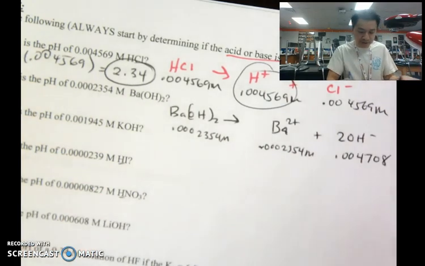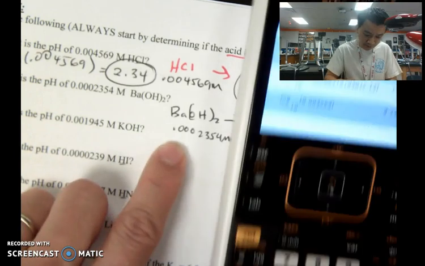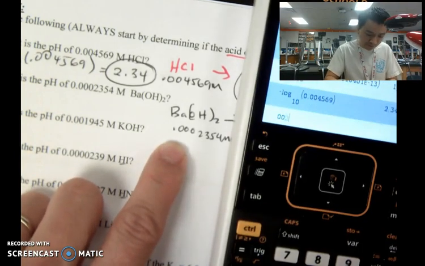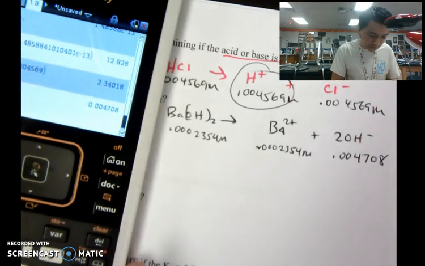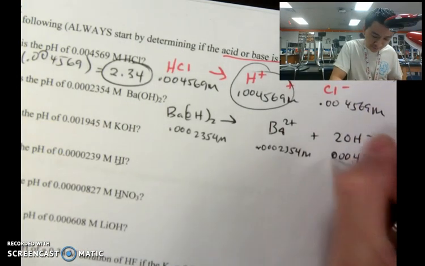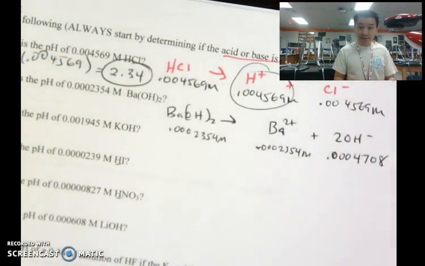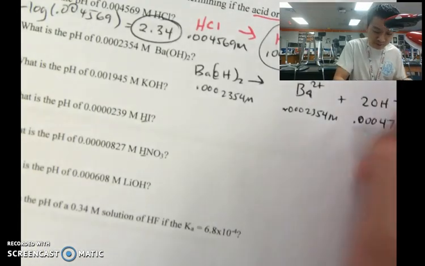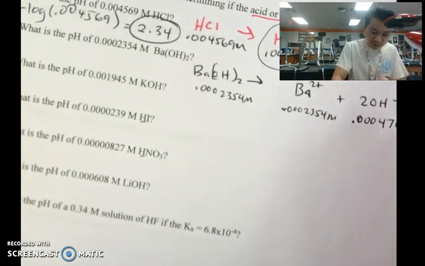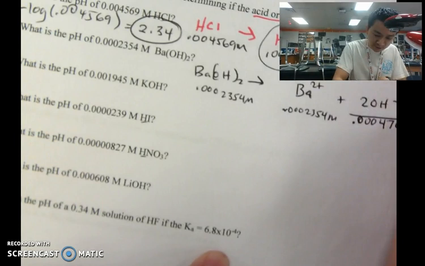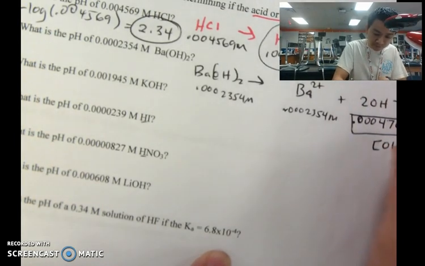Let me plug that in. 0.000234 times 2. I get 0.0047. Oh wait, I'm missing a 0. There it is. Be very careful with that. If you miss one 0, it changes quite a bit. And so that's my OH concentration.